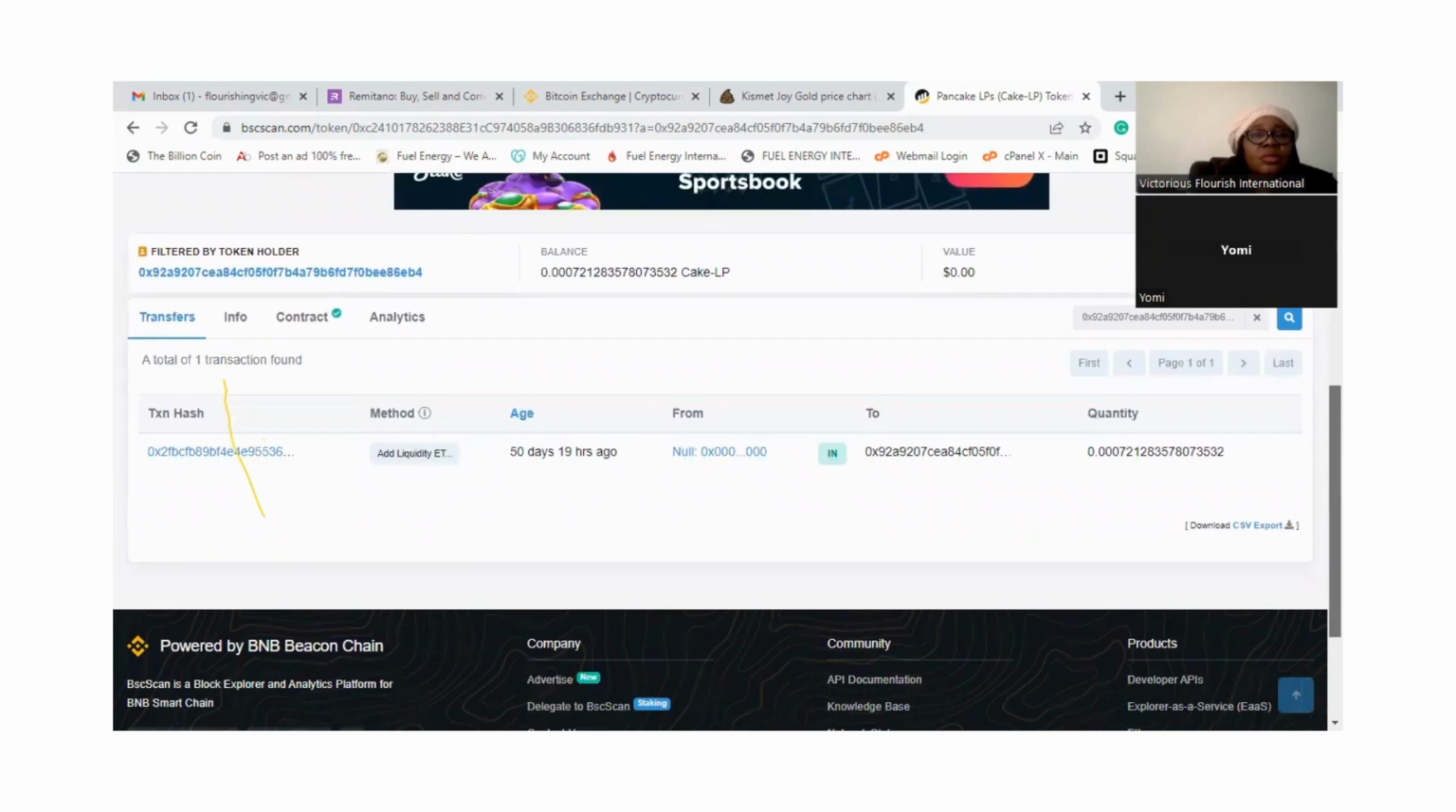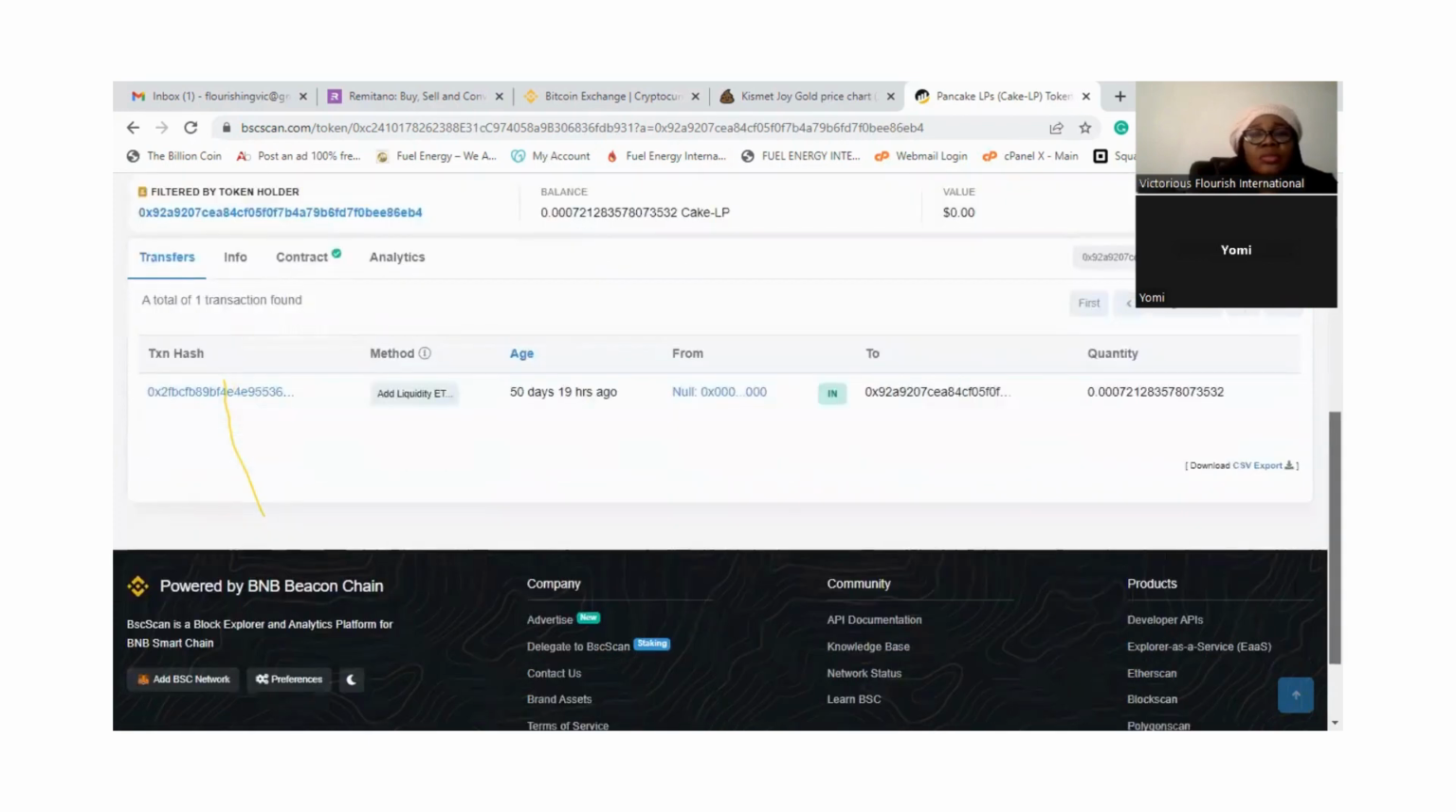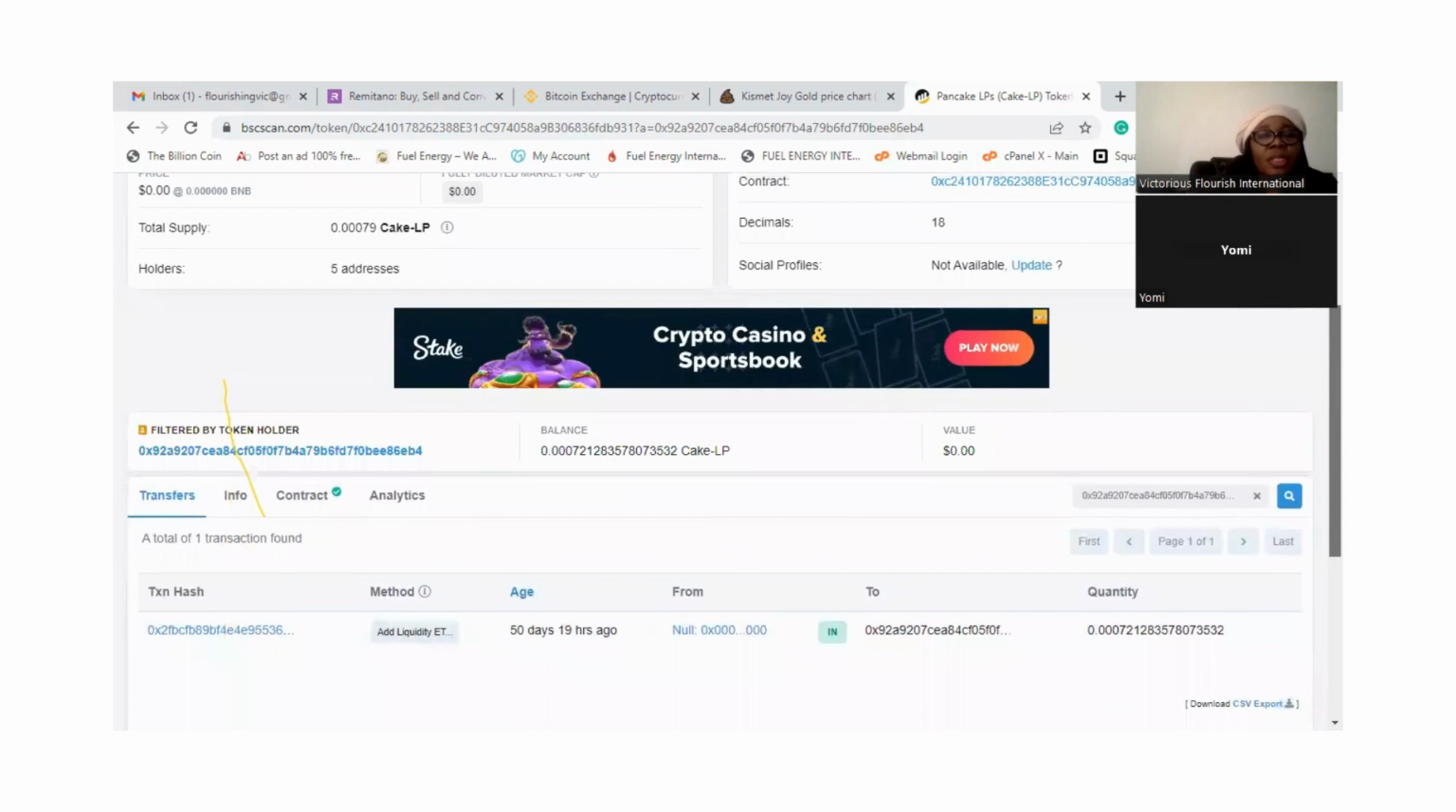What's the meaning of this thing here? It said age 50 days, 19 hours ago. Add liquidity. Can you see? Yes, no. That is what they add to the liquidity.